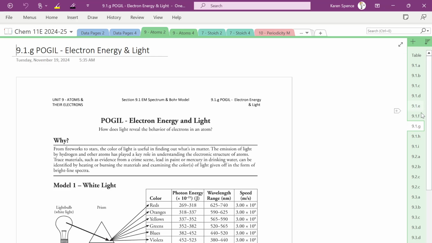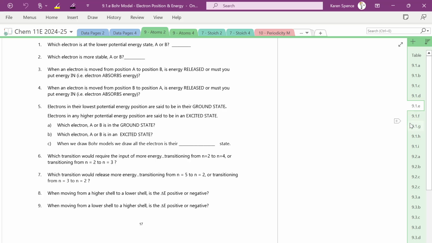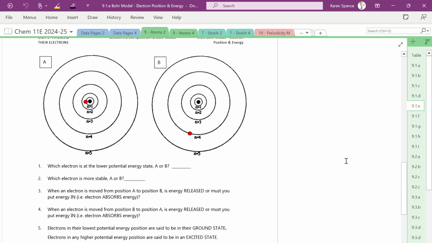What you guys are going to do right now, while I come up with random groups, is you are going to do page 21 and 17. Have you done 17 yet? I don't think so, right? Page 17, and page 21.